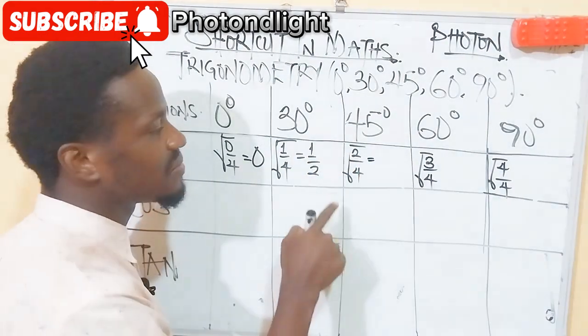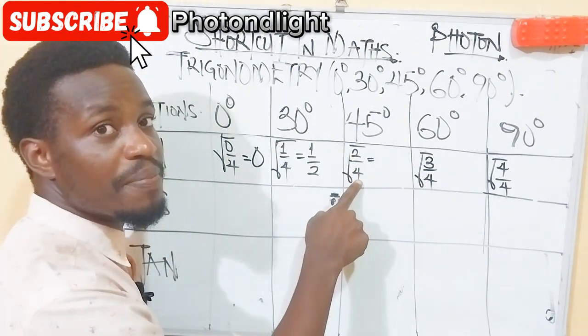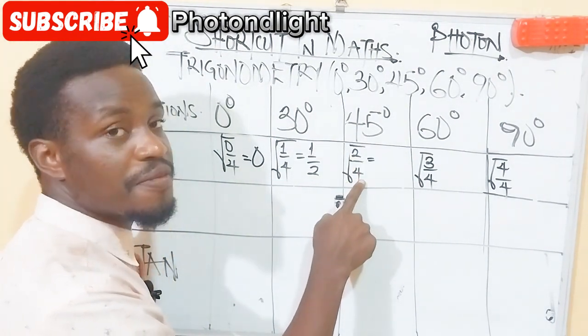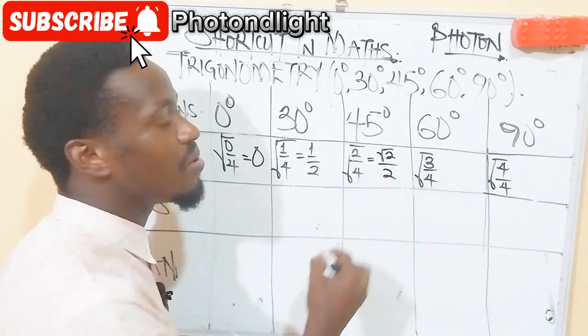To the next one, you can't find the square root of 2, but you can find the square root of 4, being a perfect square. Now if you find the square root of 4, it gives you 2. So the answer you'll be having here is the square root of 2 over 2.